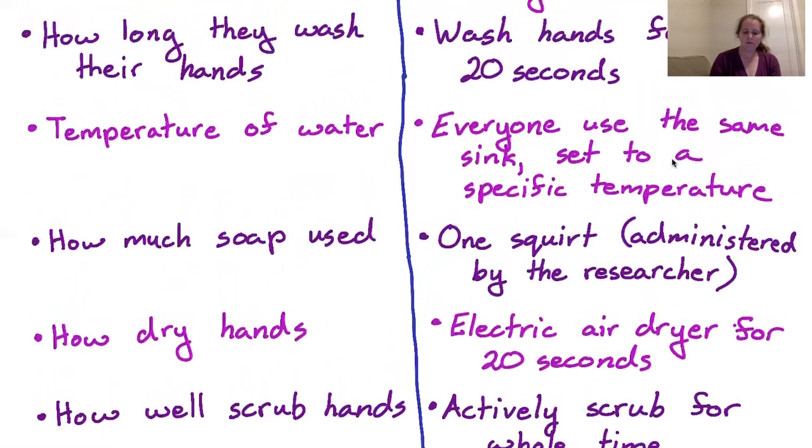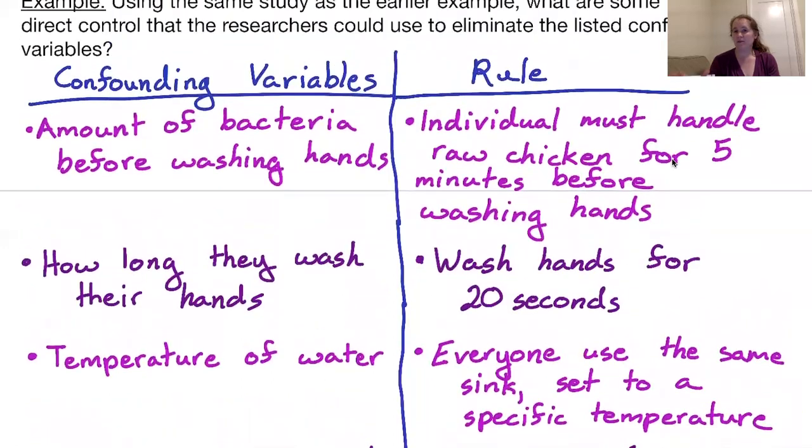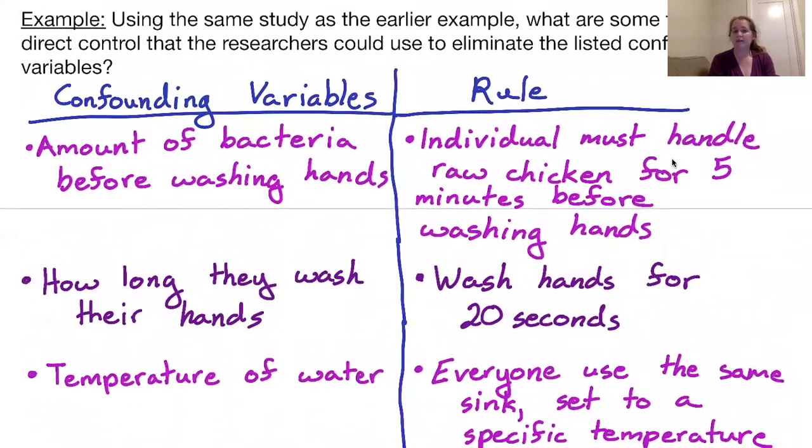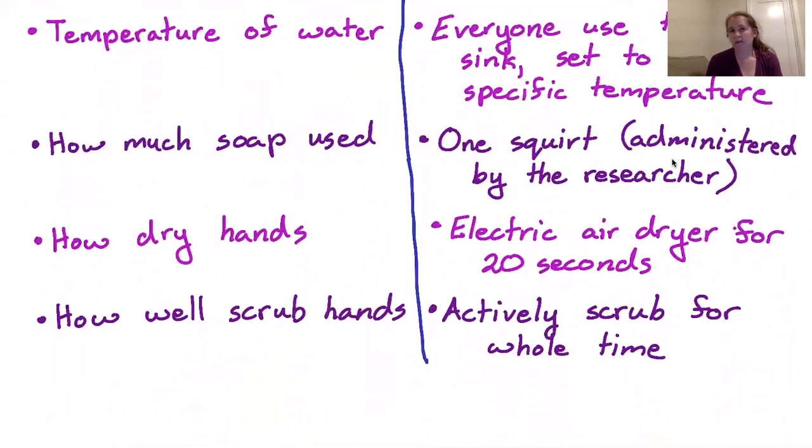So these are all rules that could easily be set. For the study, you could just have the researchers have the individuals do precisely these things and watch them the whole way through. And these somewhat then will control for these confounding variables that otherwise might influence the results. So this is an example of how we might use direct control to help make sure that we are showing that it is in fact this new soap that is the result of the improved, or the less bacteria left on the hand.